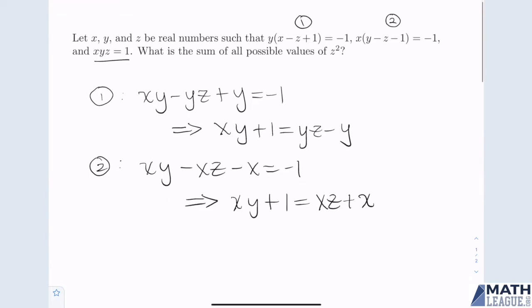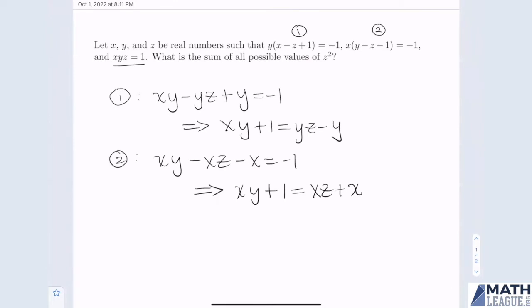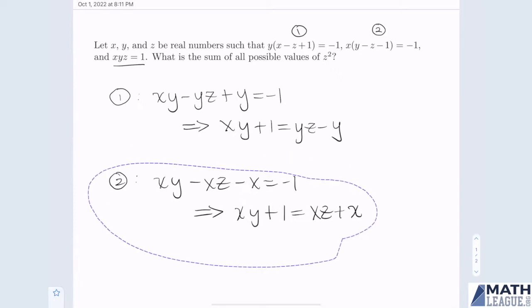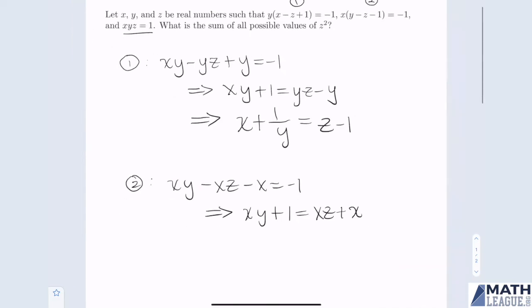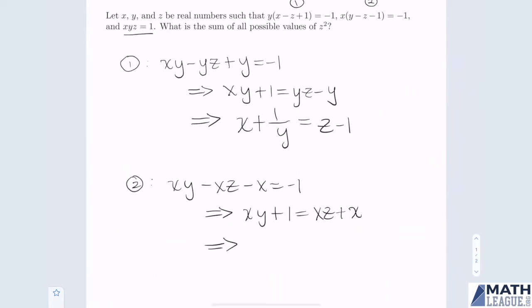And so now what we can do is divide the first equation by y, because we know that y is non-zero. Dividing by y, we have x plus 1 over y is equal to z minus 1. And we can also divide by x from the second equation, because x is non-zero, and so we get y plus 1 over x is equal to z plus 1.